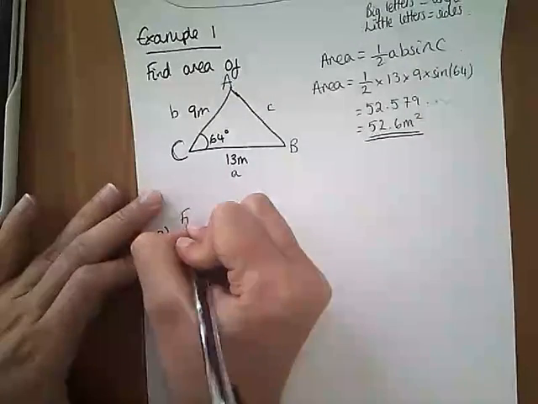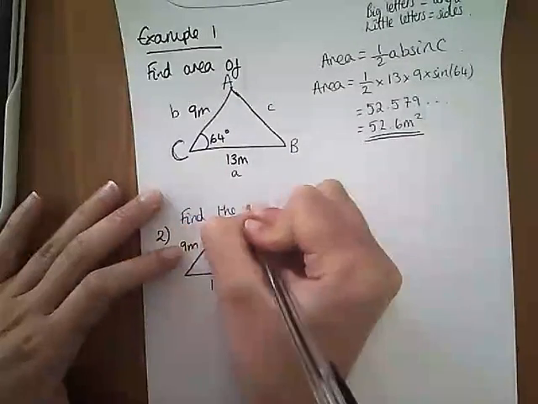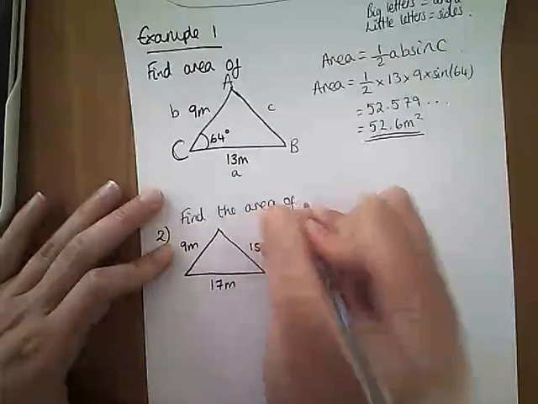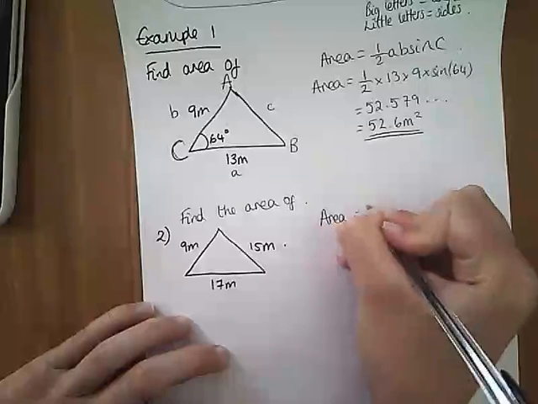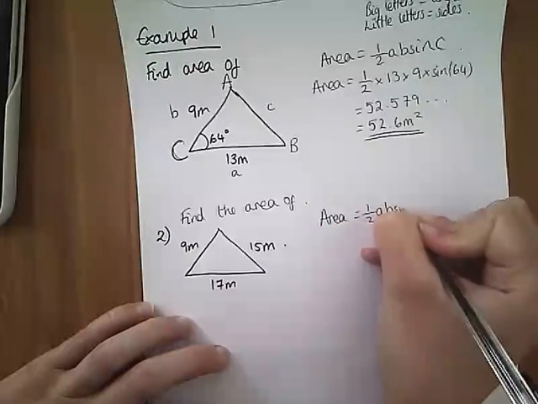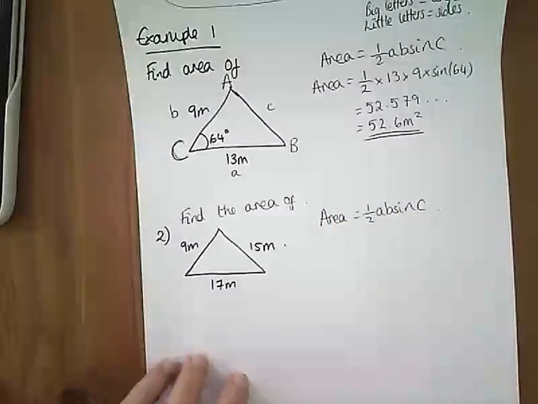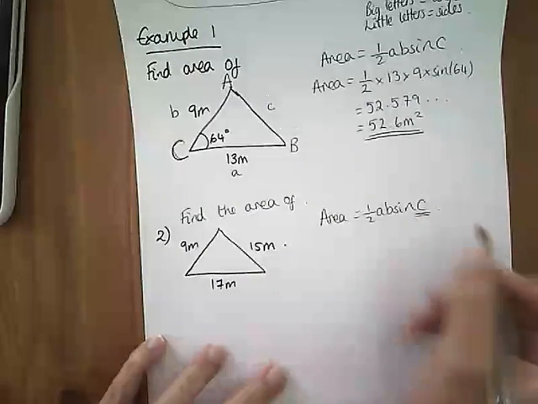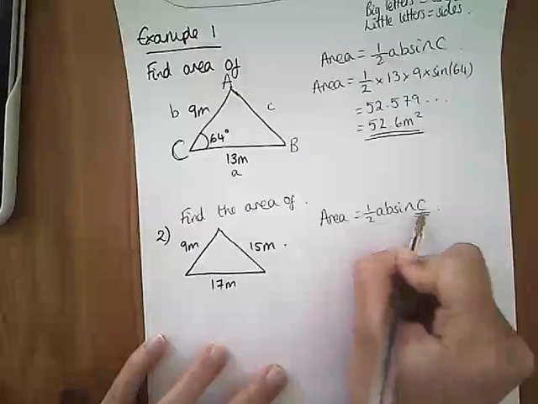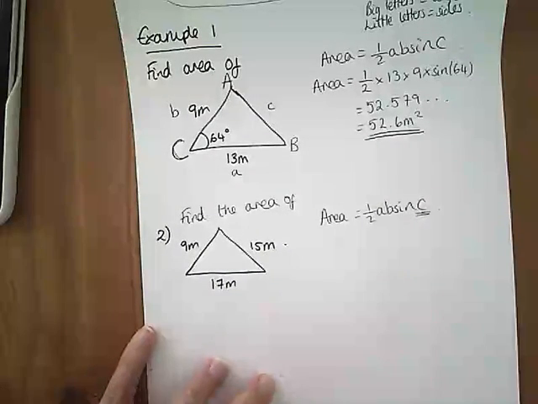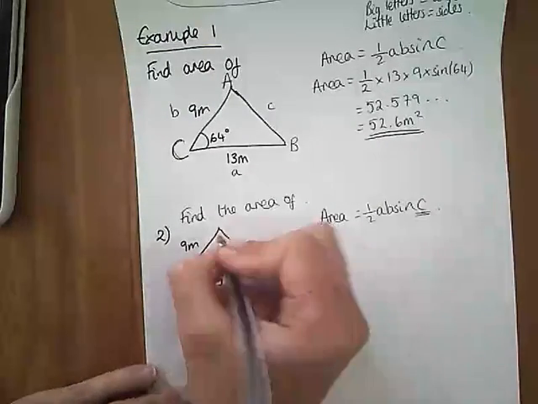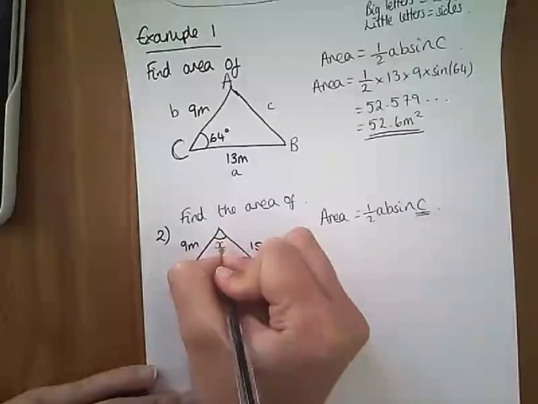So something like this. You have been asked to find the area of this triangle, okay? So your initial thought is, okay, well I know area is a half AB sine C. I need an angle. Here I need an angle, this has to be an angle. I haven't got an angle here. Okay, so we're going to first of all need to find an angle. You can pick which one you're going to find. I'm going to find this top one. I'm going to call that X.